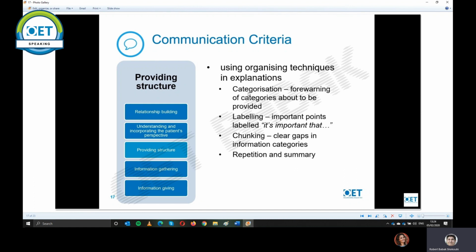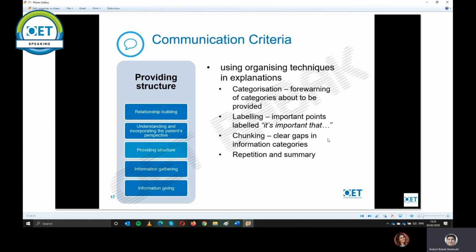For example, categorization, forewarning of categories about to be provided. So, for example, you say, okay, now I want to talk to you about the causes of chest pain. All right. So the causes of chest pain. Labeling means emphasizing the important points, like it is important that you do this and that, okay? Or it's not important that, okay? This is labeling something which is important or not important. Chunking, it means clear gaps in information categories.